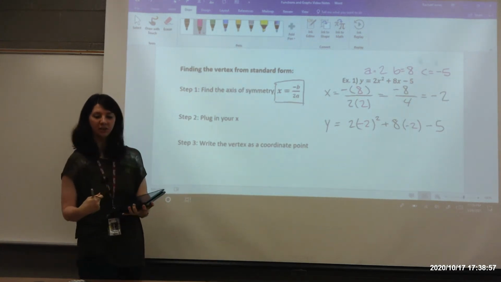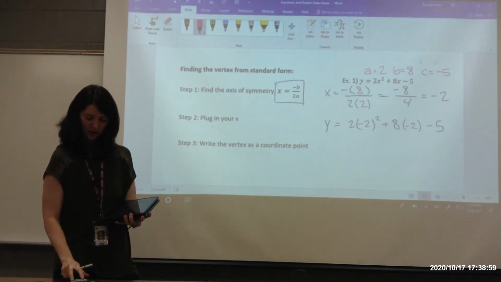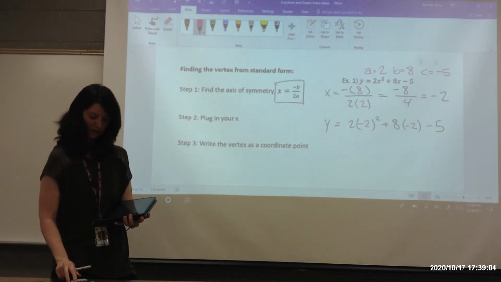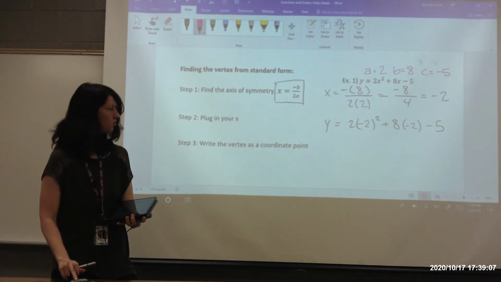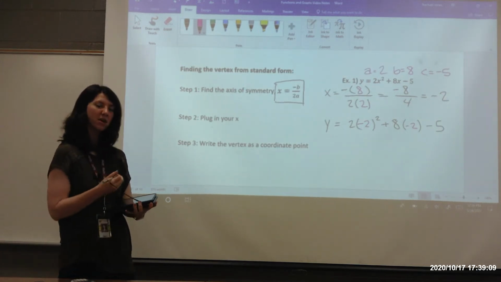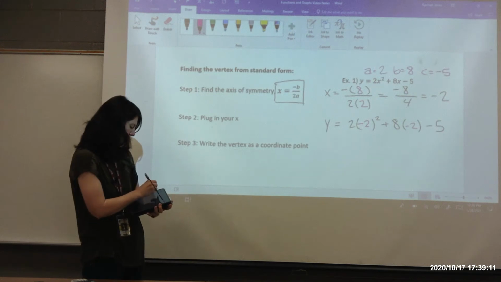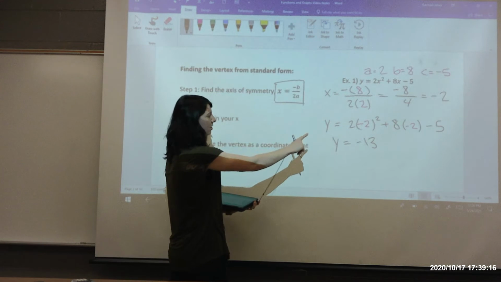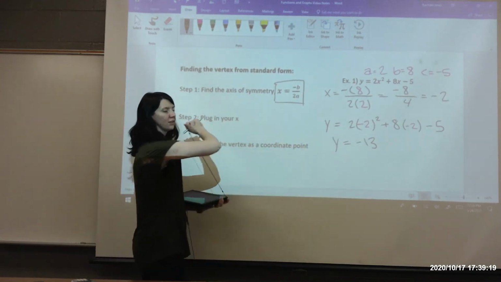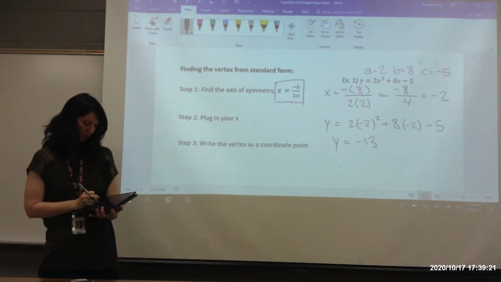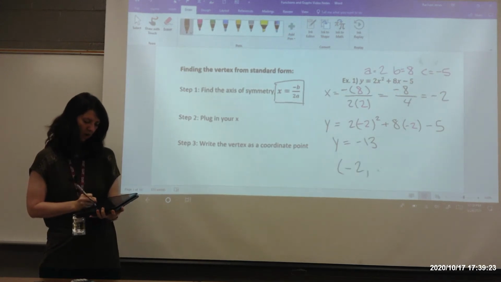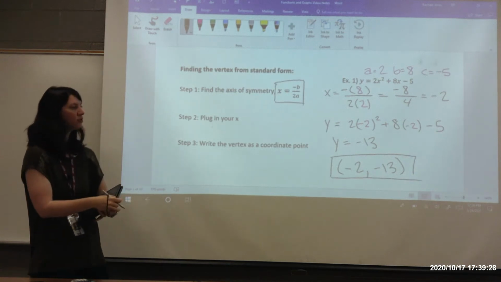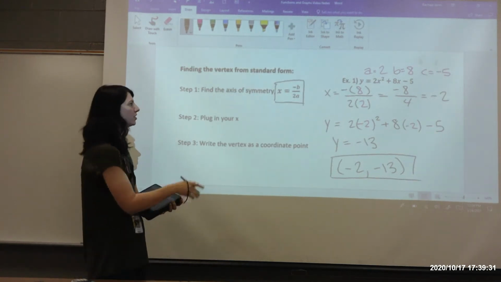Now we just got to simplify, and you can use a calculator to simplify here. If I do 2 times negative 2 squared plus 8 times negative 2 minus 5, I'll get negative 13. So y equals negative 13. Once you have an x and a y, you can write the vertex as a coordinate point. Remember, it should be a coordinate point because you're talking about a point on a graph. So our vertex is negative 2, negative 13. Okay, so that's how you would find a vertex from standard form.